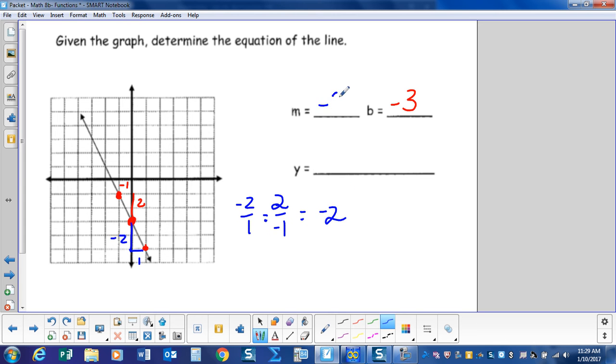So I'm just going to write the integer of -2. And the equation of the line is y equals mx plus b. My slope is a -2, and then it's -3. So y equals -2x minus 3.